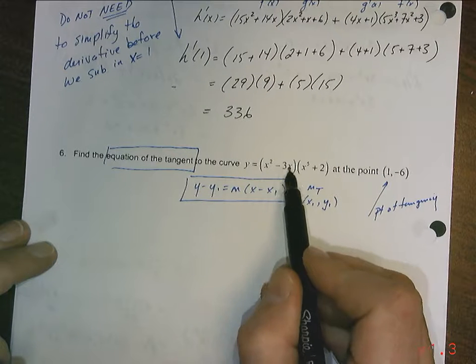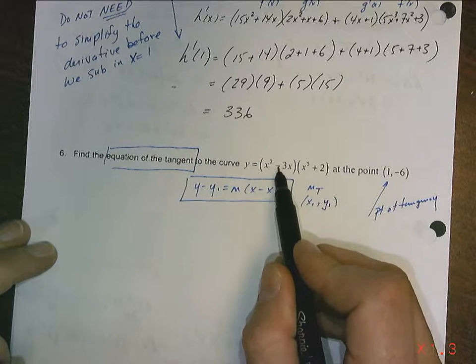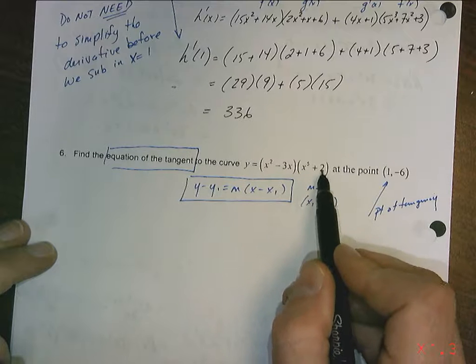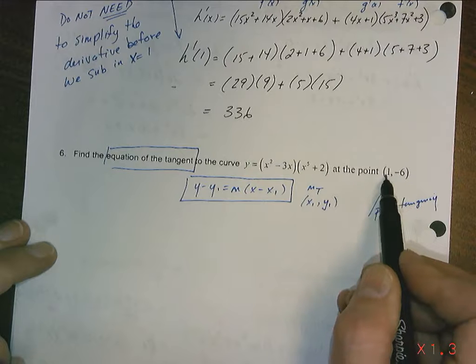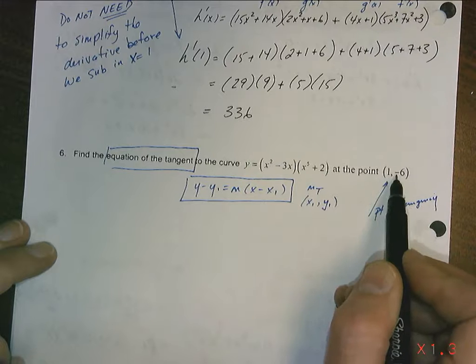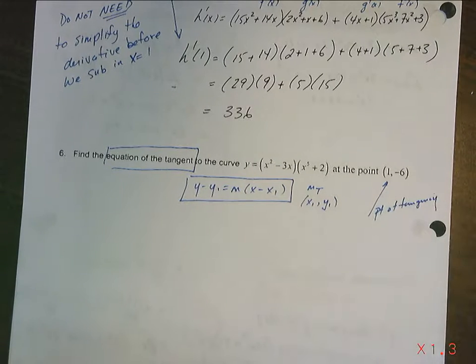It's going to be 1 take away 3 is -2. That's going to be 1 plus 3 is 6. 1 plus 2 is 3. So -2 times 3 is going to be -6. So when I plug in 1 here, I get -6. So this point is on the curve, and it's going to be the point of tangency.